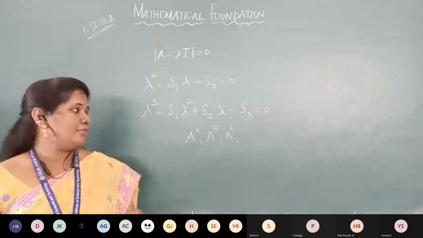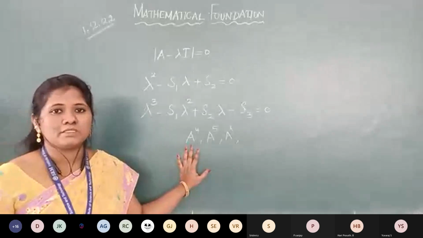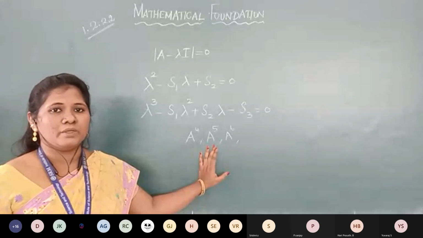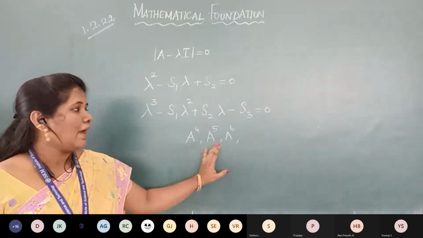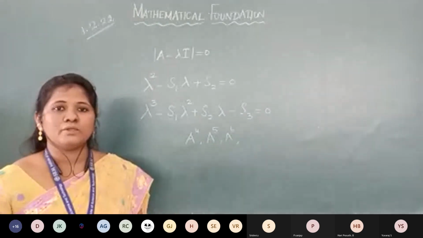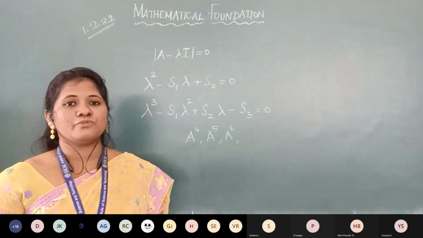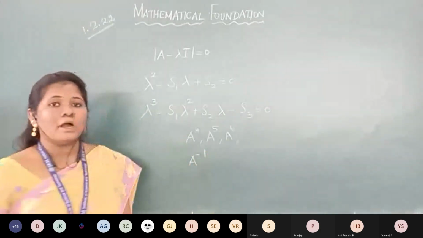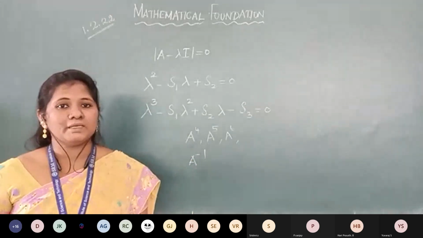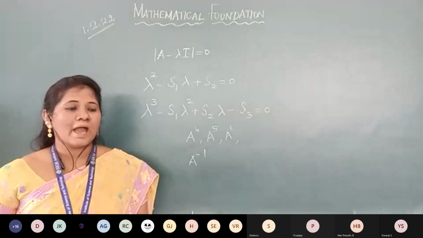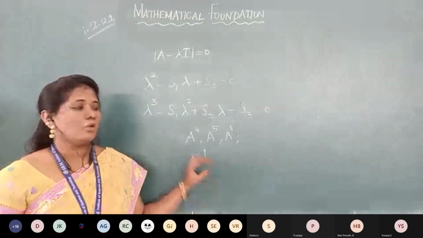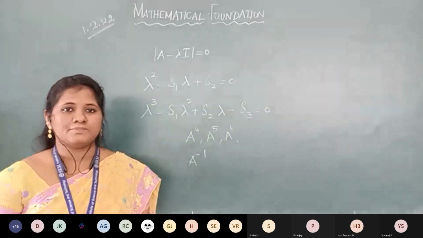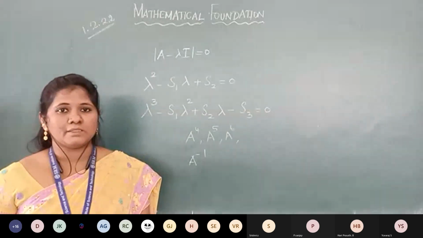With that equation, if it is A power 4, you will just multiply it by A. If it is A power 5, you will multiply that equation by A square, and similarly so on. So the uses of the Cayley-Hamilton theorem are, one, you can find your inverse. How do you find your inverse? You will multiply that equation by A inverse and get your A inverse. And your powers of A, whatever power you want, you will multiply and get it. These are the uses of the Cayley-Hamilton theorem.